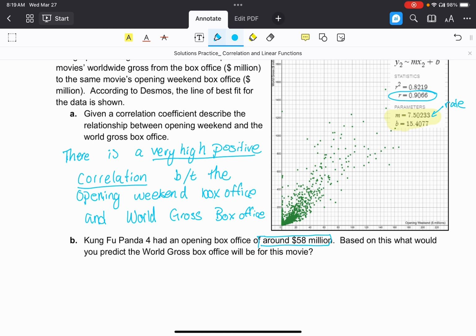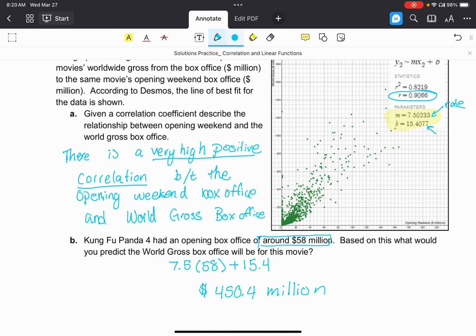And I personally am going to set up a linear function for this one. So we have that rate, the 7.5, and I'm just going to round that. And then sort of our opening weekend. And then add to it, saying even if it didn't have a good opening weekend, you're still probably going to pull in around 15.4 million. And so putting those two together, what could we expect our prediction to be? We could expect that Kung Fu Panda might be pulling in around 450.4 million.